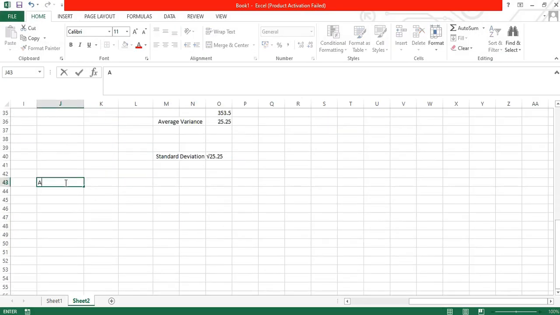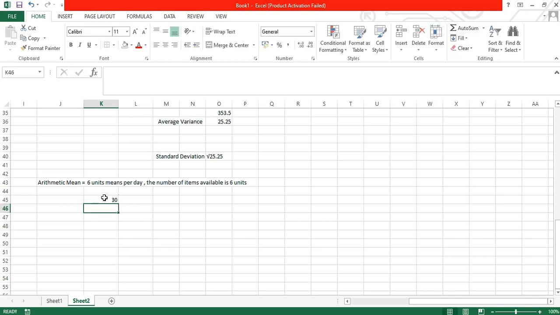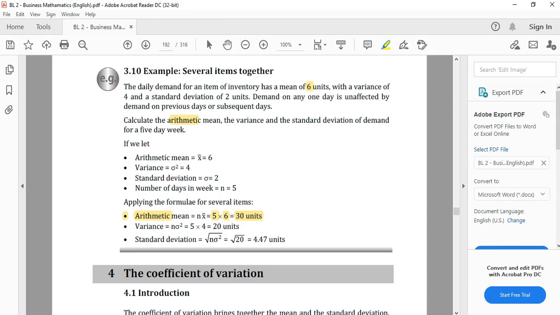So basically arithmetic mean: 6 units means for one day the number of items available is 6 units, right? So for all 5 days, how many items? Then 6 into 5, 30 items, no? Absolutely, yeah. So that is the arithmetic mean.